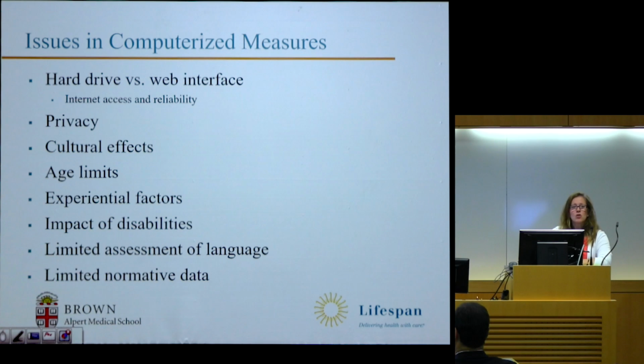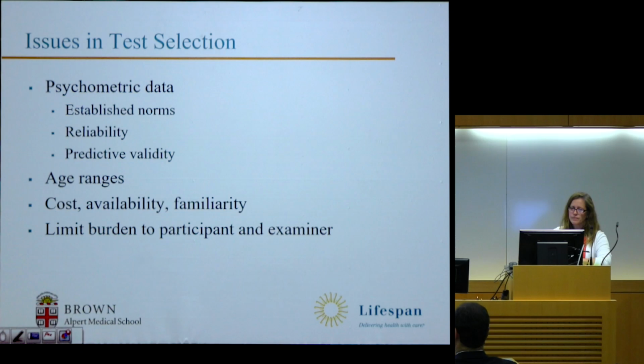And there's also limited normative data. So if you don't have a control group that you're looking at, it's sometimes hard to understand that child's functioning. Is that really typical or not typical? So the things that you're often looking at when you are trying to put together a test battery is, are there norms that you can use? How reliable is the measure? Does it predict what you want to look at? Is it going to cover the age range you're interested in? And also the burden, both in terms of cost, availability, or how much time it's going to take.